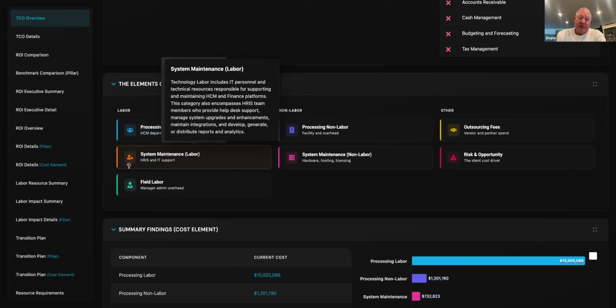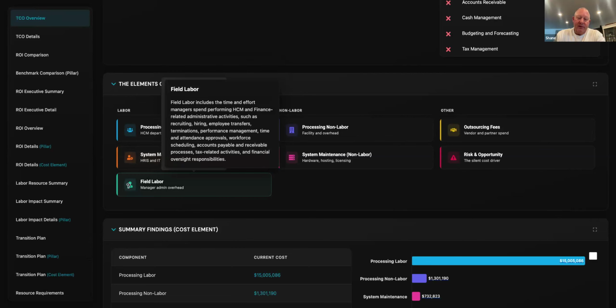The second bucket of labor that we evaluate is the technology labor. This would include any IT personnel or HRIS personnel that are required to do reporting or help desk support, database administration, or interfacing to other platforms, or whatever that technical function might be, what's required to support that payroll system from an IT, HRIS technical standpoint from a people perspective.